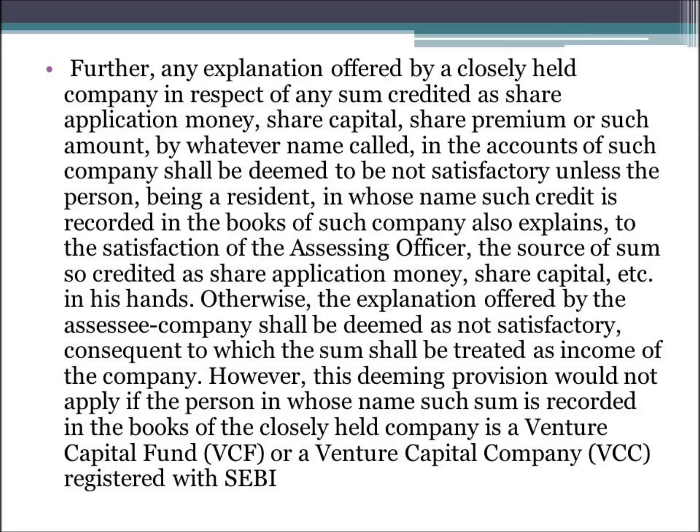This provision is very important because it happens that small companies show in their books of account such large amounts as share application money, and they just say that they have issued shares and people have subscribed and they have got the money, but in reality this is not the case, and thus black money is generated. So this provision has been inserted by the Income Tax Act so that closely held companies are brought under the lens and the money is properly taxed. If the person in whose name the credit is appearing is not able to satisfy the assessing officer about where they got the money to invest in such a closely held company, then the closely held company will be taxed for such cash credits.